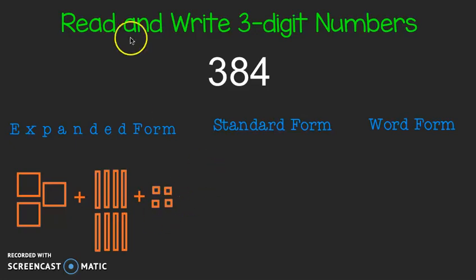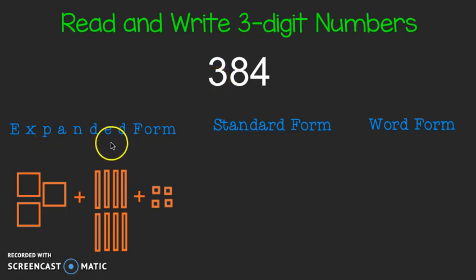In this tutorial, we're going to practice how to read and write three-digit numbers. Let's take a look at the number 384. If you remember, the 4 is in the ones place, so that means 4 ones. The 8 is in the tens place, so that means 8 tens or 80. And the 3 is in the hundreds place, so that means 3 hundreds or 300.